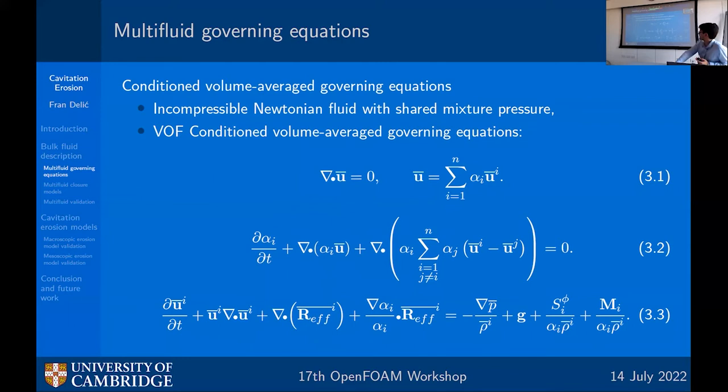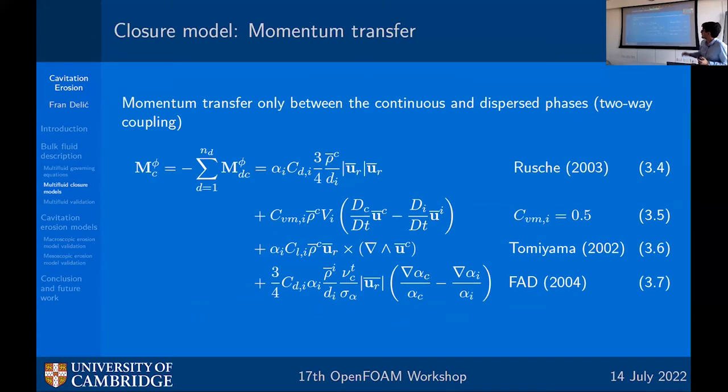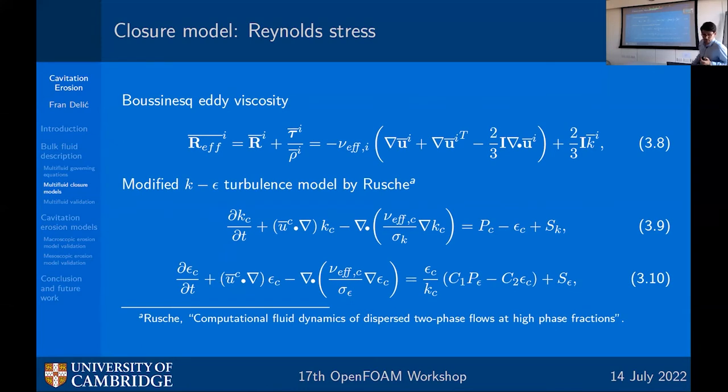Again, we have three terms that we need to model here. The momentum exchange term, the mass exchange term, and Reynolds, or more accurately, combined stresses. Momentum transfer is considered only between the continuous and dispersed phases, which is a two-way coupling shown here. A drag model by Ruscha is used. A virtual mass coefficient is assumed to be 0.5. The lift coefficient is calculated using Tomiyama's model, and the turbulence dispersion model is based on the Favre averaged dispersion. A Boussinesq eddy viscosity is used to close the Reynolds stresses.